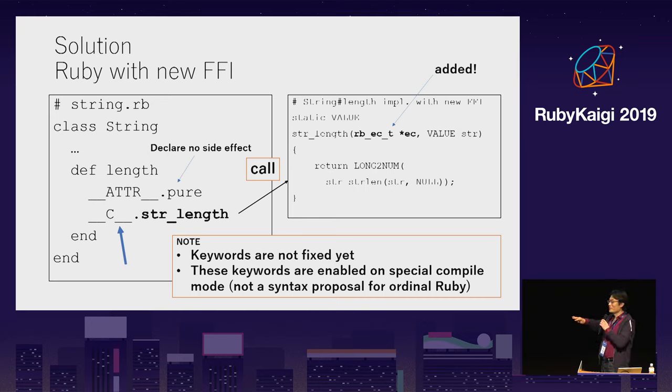So for example, in Rails application code, we cannot write this line. And also, we can add the attribute. So this string length method is pure. There is no side effect. The function writer, the function developer, can understand the behavior of this function, so we can annotate that this function is pure. So we can write like that. I don't think it is a good notation, but we can choose some similar ideas.